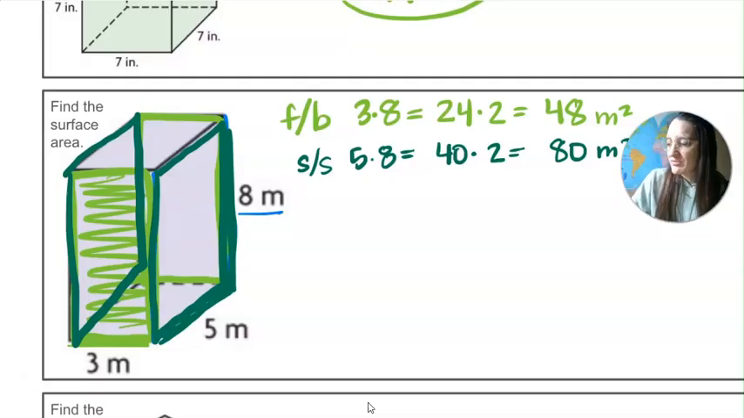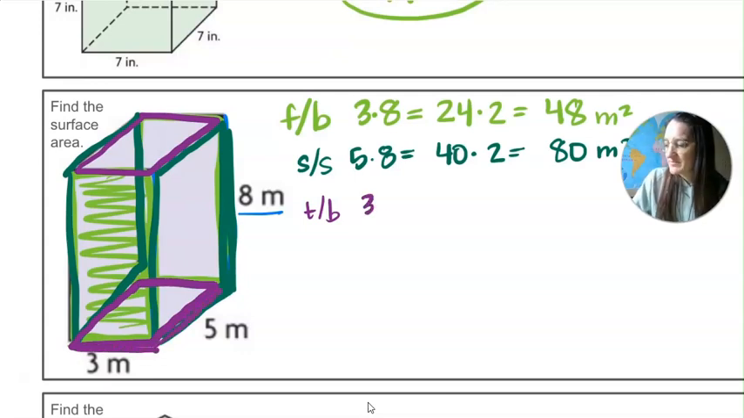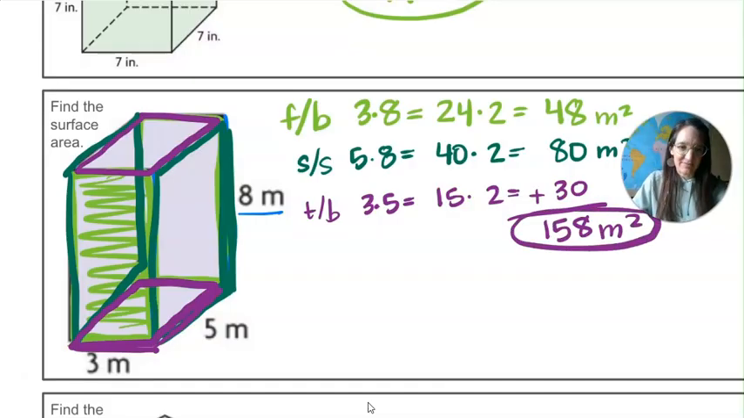Okay, the only thing we haven't looked at yet is the top and the bottom. There's my top, there's my bottom. We can see that the dimensions for the top and the bottom is 3 times 5, which is 15. Double it because there's a top and a bottom. That gives me 30. The last step is to add it all together, and that will now give me the surface area of all of it.